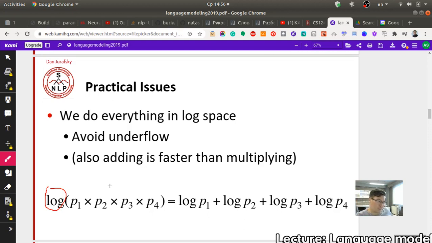To solve this problem, instead of multiplying numbers, we can take the log and add them. This is the same. After that, we can compare two methods, so you add log p1 and so on. In log space you get negative numbers, because these are probabilities, but because you add them, and adding is faster than multiplying, you save time. Also, it will not underflow, because underflow occurs when you have multiplications.